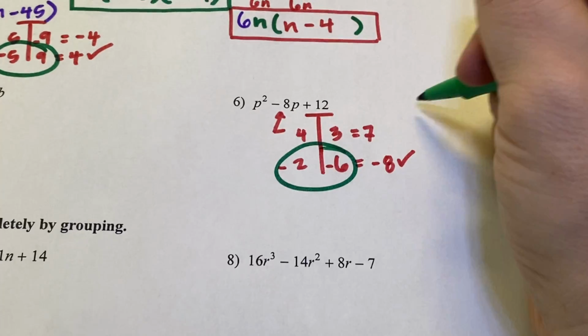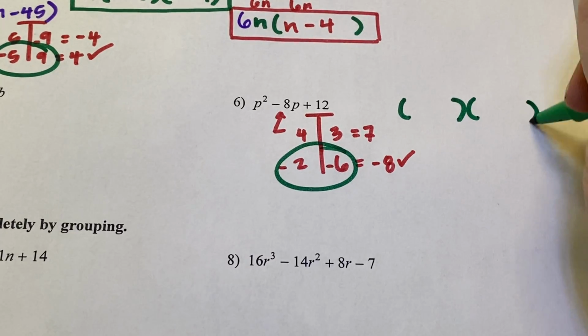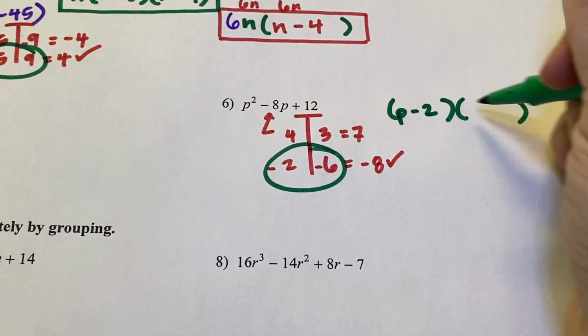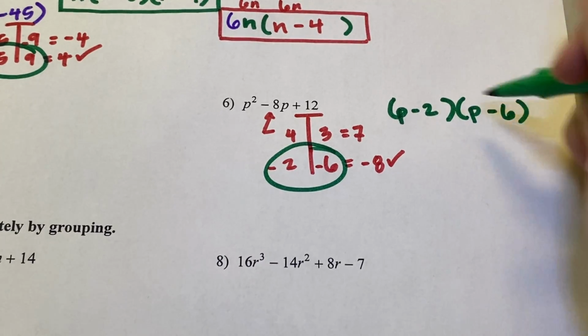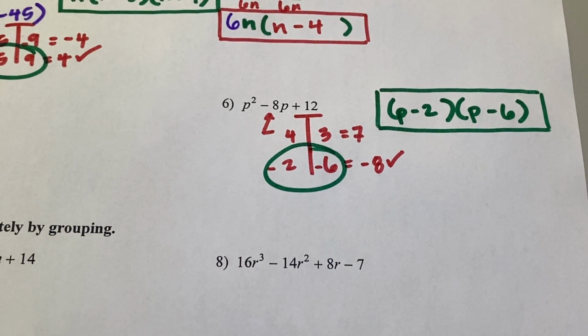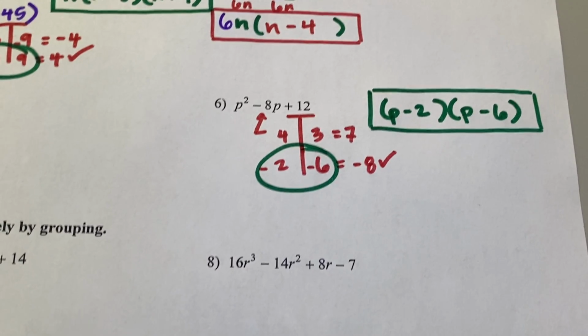Found our 2 factors. Put them in factored form. P minus 2 and P minus 6. Beautiful. Alrighty. Okay, so that was just like factoring. We talked a lot about that last year.